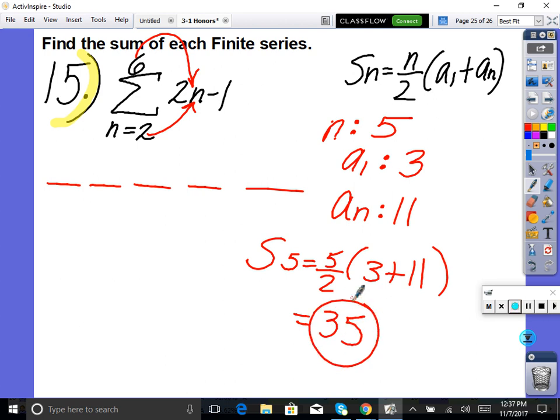You still got to use the sum formula. They mean the same thing. Yeah, but let me pause. Does anybody have any questions on this one? Okay.